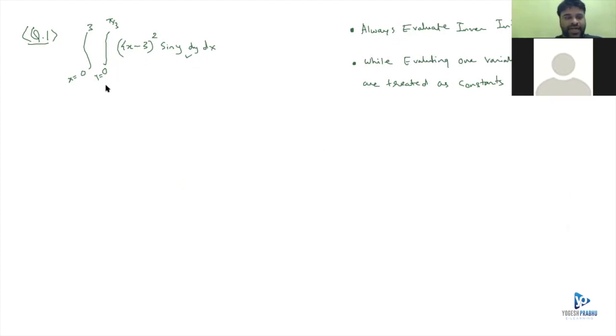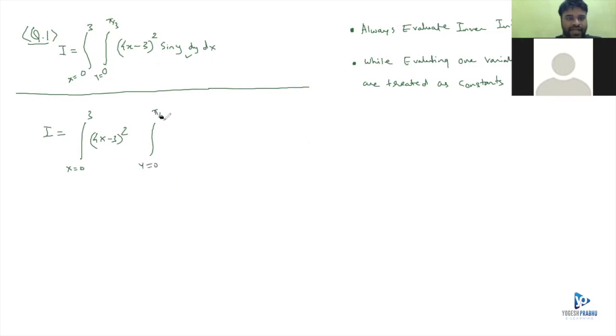Right now, when you want to solve this, it's good practice to write down the integral as I. We'll evaluate the inner integral first. So I is the integral with x going from 0 to 3. This is the integral of x, so I can write it like this: 4x minus 3, the whole square, separate, times the integral with y from 0 to pi over 3 of sine y, dy dx.